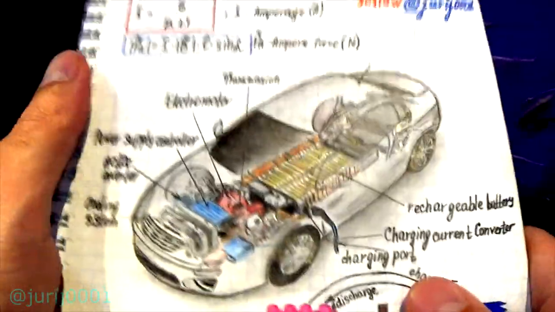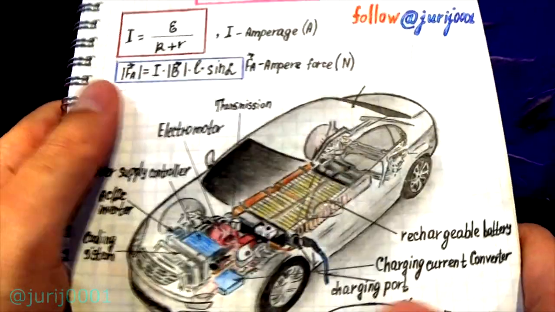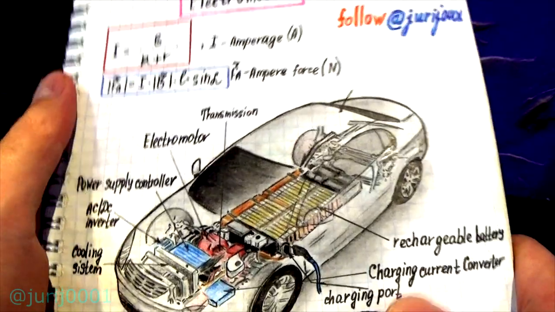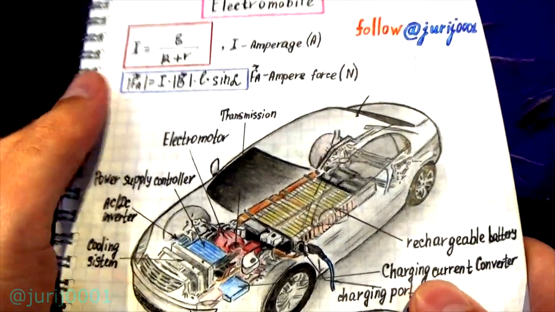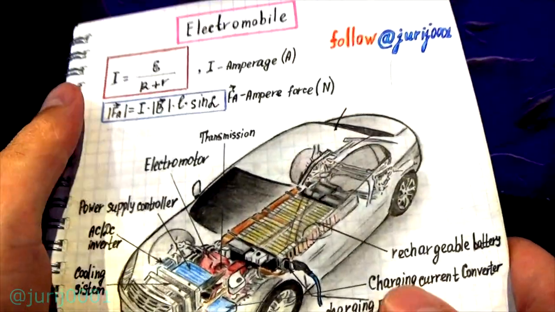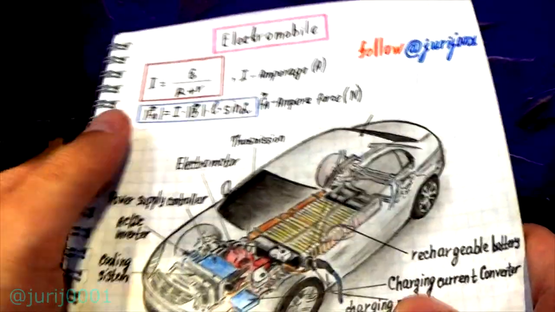So friends, the next note is about the electric car. Yes, I love Tesla too. You need a battery with a large number of ampere hours. You need a converter that converts direct current to three-phase alternating current. And you need an asynchronous motor with a short-circuit rotor.